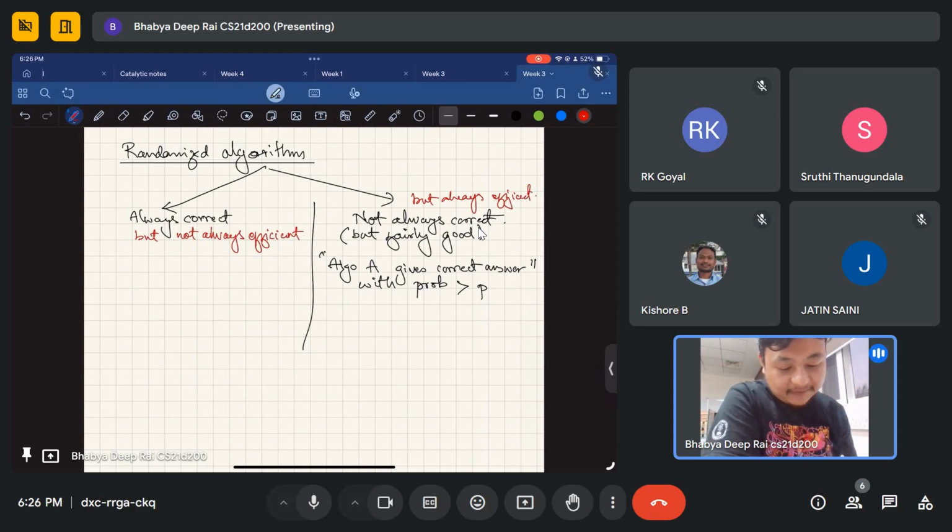What do I mean by not always efficient? It means that it is always correct, but it does not always run in polynomial time.